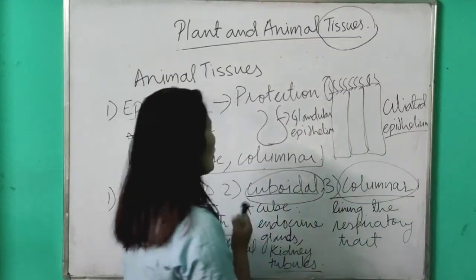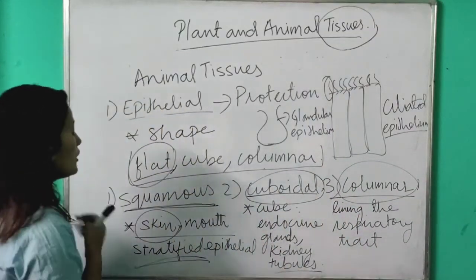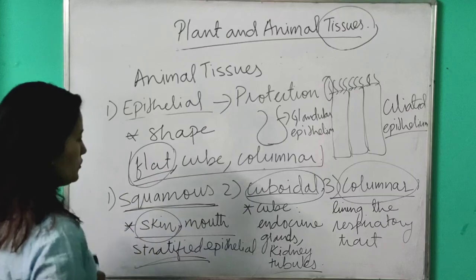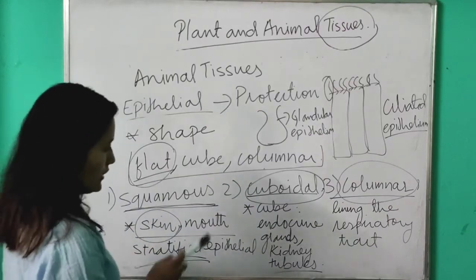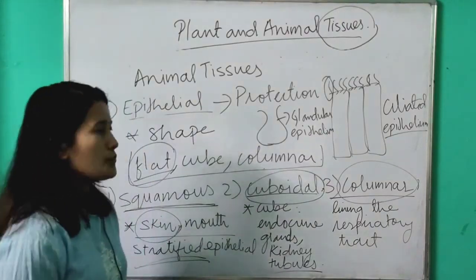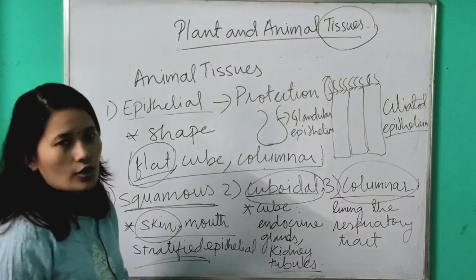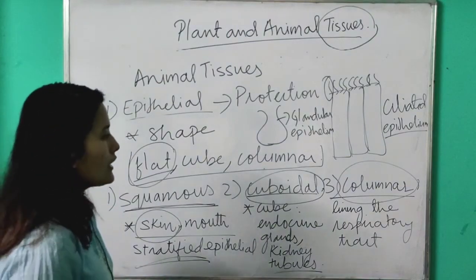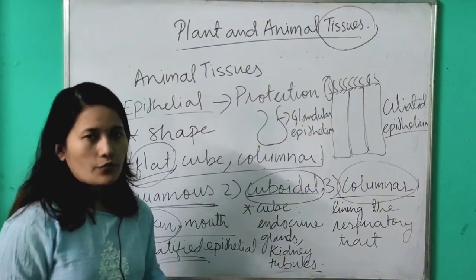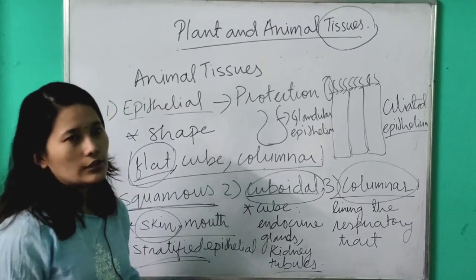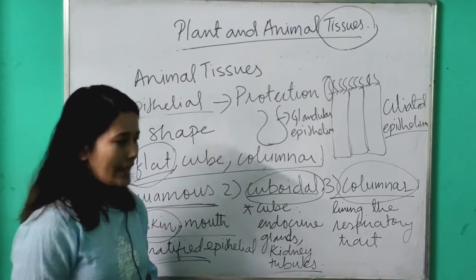So among all, you have to first look at the location, where are they present, and their function. Primary function is protection, so obviously whatever organ they are present in, they'll try to protect that organ from the chemical effect or entry of germs, all that.